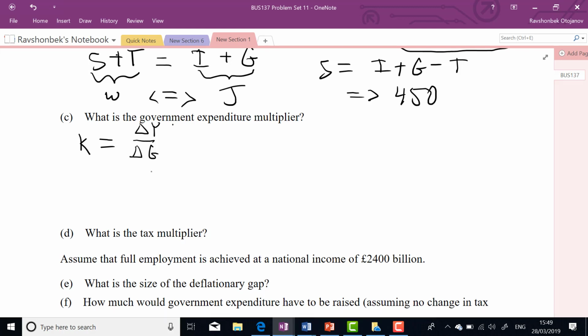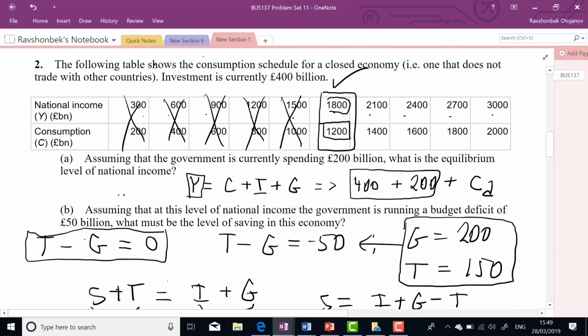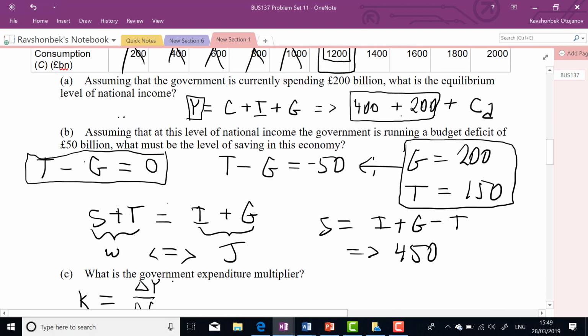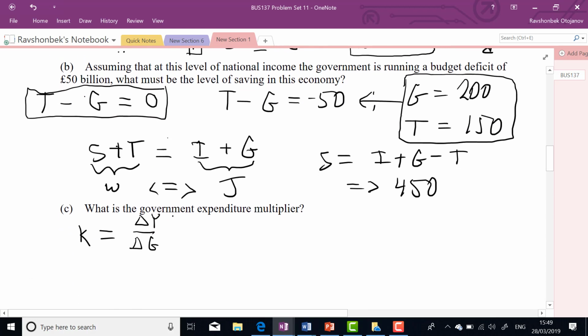But now, do we have change in Y? Yes. If I scroll down, you can see the change in Y: 600 minus 300 is 300, 900 minus 600 is 300. So we have a constant change of 300. But what we don't have is enough data for G. We only have equilibrium G, which is 200.